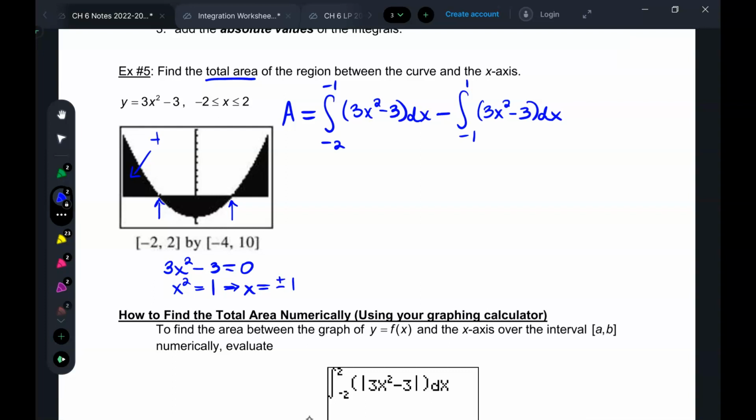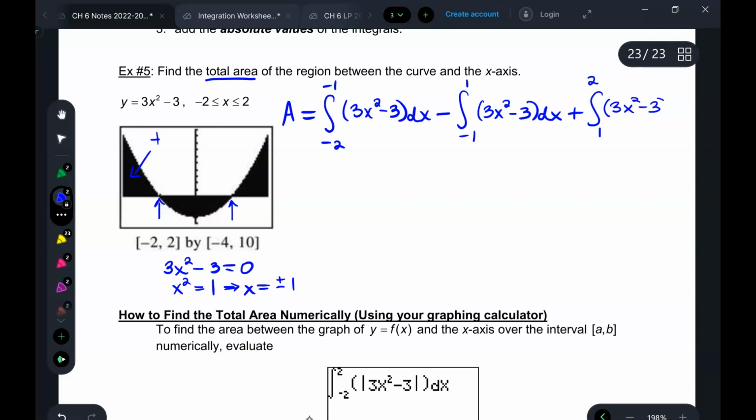Now, another way you could do this is you could just put a plus and then put absolute value around it. That would also be okay. So you could just find each integral and just make sure they're all positive areas. And then the last one is positive, and that's going to go from 1 to 2. Now, what do we know about these two areas here and here? They're going to be the same, right? Why? Because it's symmetrical here. So if I find the area for this one, I can just count it for the last part, just to save some time.